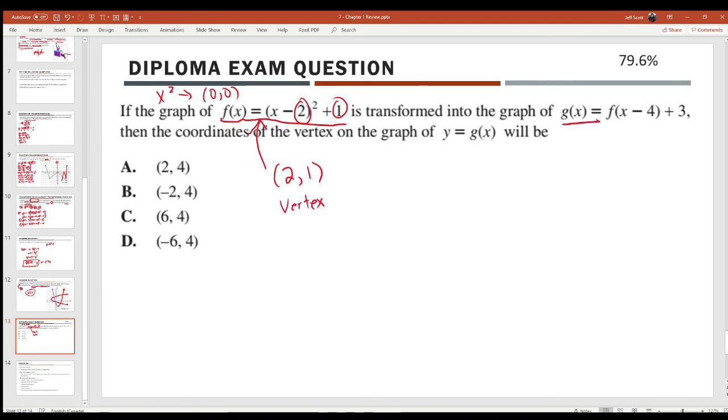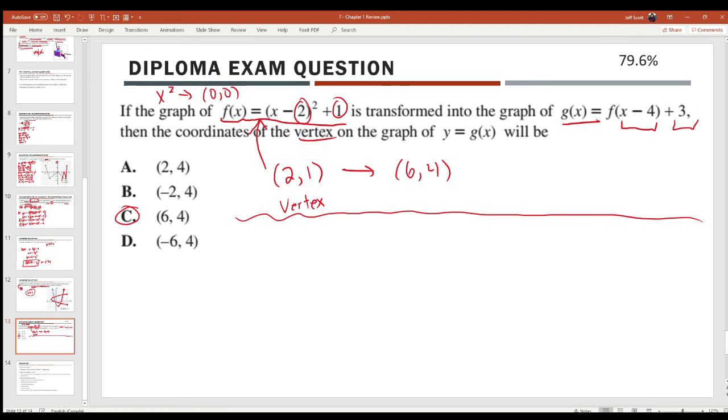Now, on g of x, which is what we're looking to find the vertex of, g of x is just a transformation of f of x. Notice the transformation it's doing is we're moving it right 4 and up 3. Well, if you move this vertex right 4 units and then up 3 units, you'd be getting to 6, 4, which very conveniently is one of the answers that was given. That is, in my opinion, the easier way of doing things.